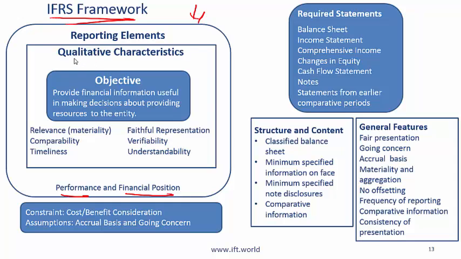Then within qualitative characteristics, we need to have relevance. So the material presented in the financial statements and reports need to be material, they need to be relevant. This is the information that allows investors to make decisions about what to buy, what stock not to buy, and so on. Information needs to be comparable. Information needs to be timely, faithfully, which means correctly and honestly presented, verifiable and understandable.